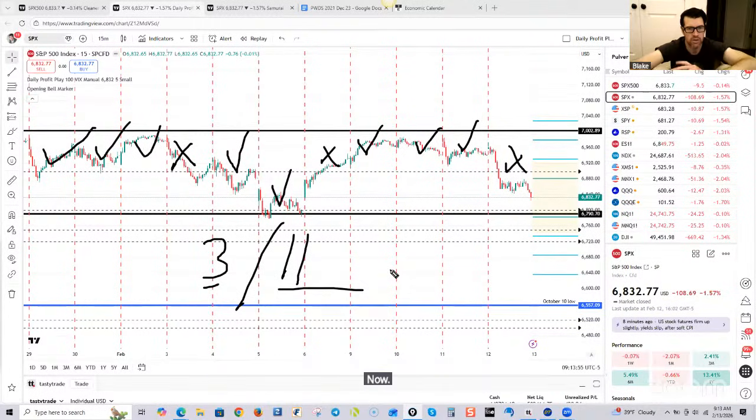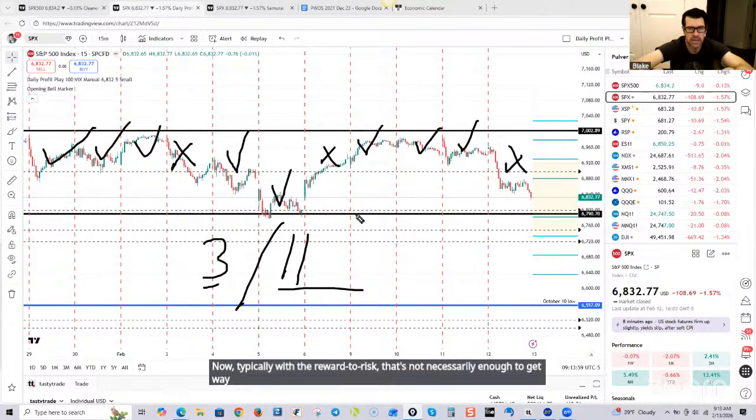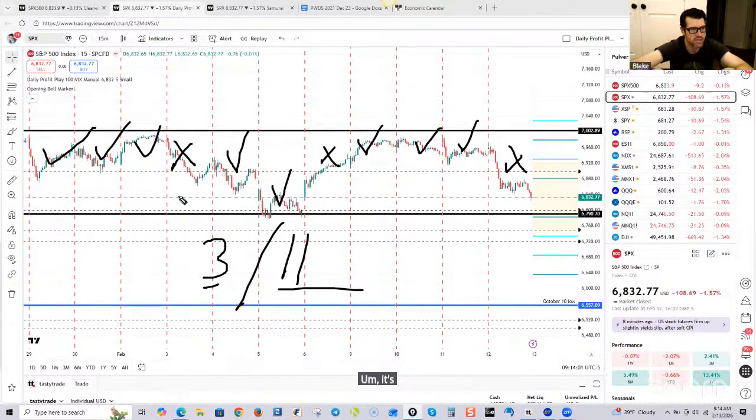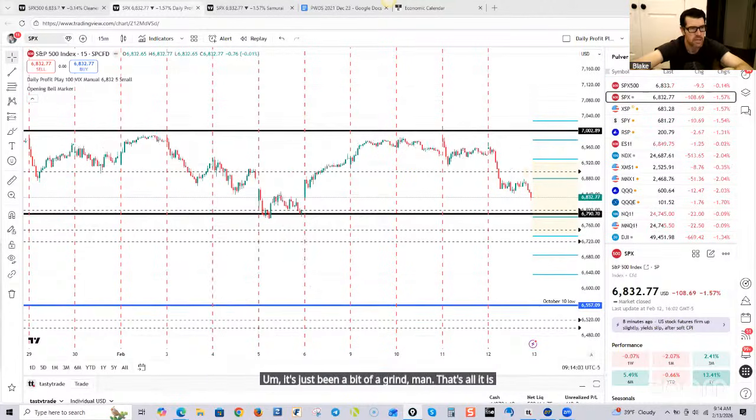Now, typically with the reward to risk, that's not necessarily enough to get way further ahead. It's just been a bit of a grind, man. That's all it is. So, we play the game, right? We play the game.